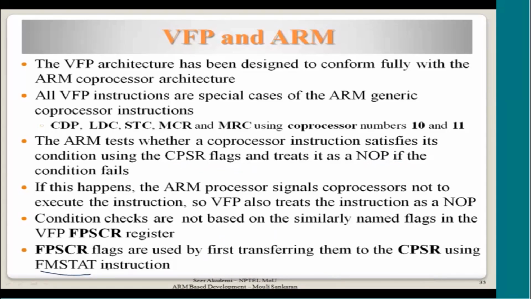What does it do? It transfers the floating point status register values into the CPSR register. So how do you do it? We perform this C to R, and the target register is R15 in ARM, and then we say FPSR value, SCR value. Then what happens is the lower 4 bits are transferred to the CPSR. Okay, that is how it is done.